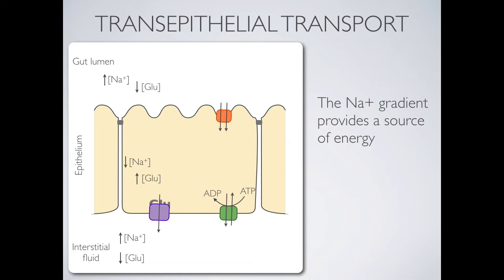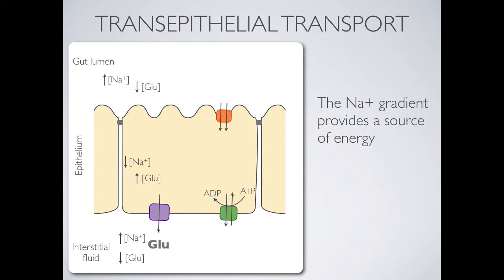And then once the glucose is in the interior of the cell, where the concentration is quite high, then chemical diffusion again can drive the glucose from the interior of the cell now through the basal membrane, where it can join the other molecules in the interstitial fluid.